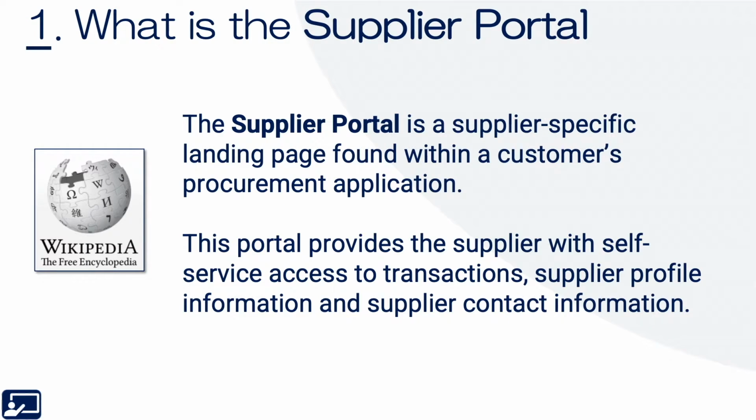First topic, the supplier portal. So the supplier portal is a supplier-specific landing page found within a customer's procurement application. So the licensee of Fusion is the procurement department. The supplier wants to get access to that licensee's procurement application so they can manage their own transactions. The portal provides the supplier with self-service access to transactions, supplier profile information, and supplier contact information. Remember, self-service is key to one of the three main value propositions for Procurement Cloud, and that is increased productivity.